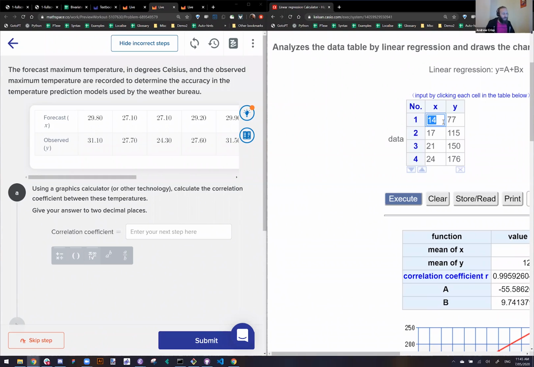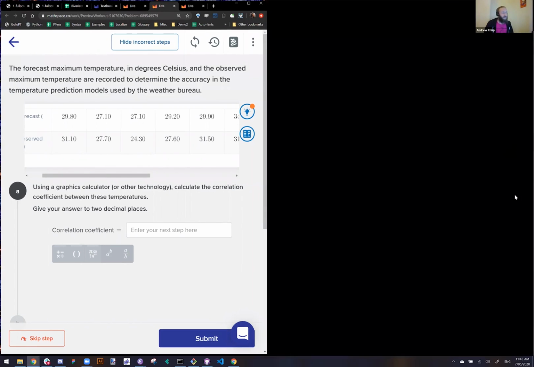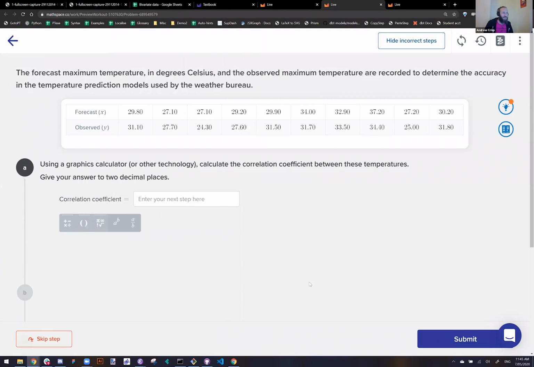So 29.8, 27.1. Oh, sorry, I'm already making a mistake. 29.8 is the X value, 31.1 is the Y value. 27.1 is the X value, 27.7 is the Y value. 27.1 is the X value, 24.3 is the Y value, and so on. I'm going to assume that you can see to the end of this particular section. I click the button and it's going to tell me what the correlation coefficient is.